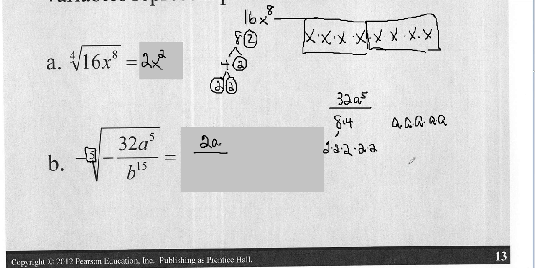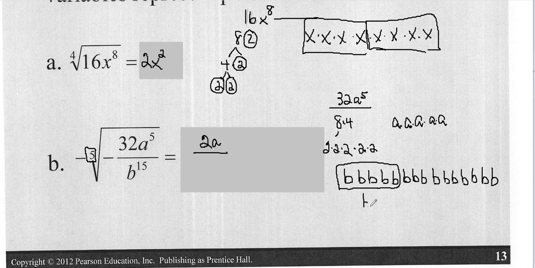Well, b to the 15th. Let's try that. Do I have to write this out 15 times? I will for you, just so you get it. 1, 2, 3, 4, 5, 6, 7, 8, 9, 10, 11, 12, 13, 14, 15. There's 15 of them. All right, it's the 5th root. So therefore, b to the 15th, for every 5 b's, I'm going to take 1 out. 1, 2, 3, 4, 5.